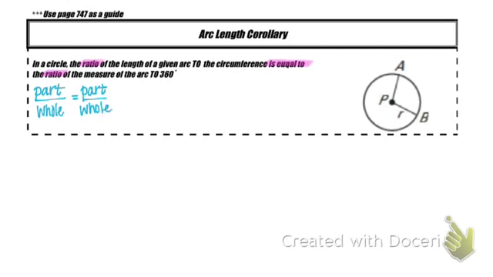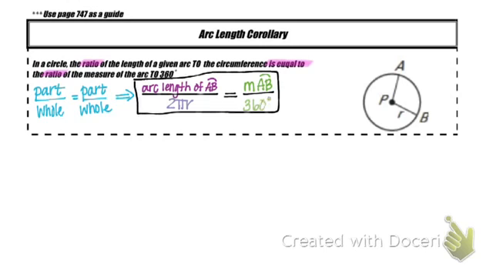So if we relate that to our corollary that we're going to be doing, we come up with our formula. So in a circle, the ratio of the length of the given arc, so the arc length of AB, so that's the part of it, over 2 pi r, which is the circumference. So remember, the arc length is a part of the circumference. So we have the part over the whole is equal to the measure of the arc AB over the measure of the whole entire circle, which is 360 degrees. So this is the main formula that you're going to need. So put a box around that formula.